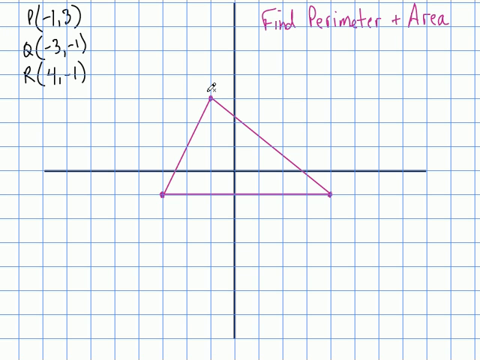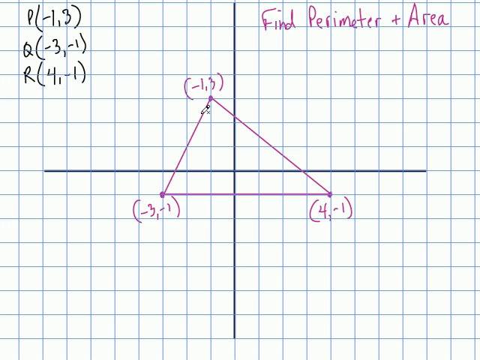So don't think that just because we had a quiz on it, it's all done. You've got to know the distance formula. So let's put the points in here, by the way. This is -1, 3 right here, right? This is -3, -1. And this is 4, -1.